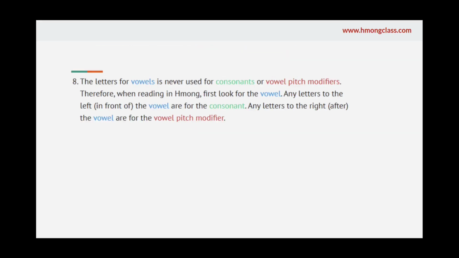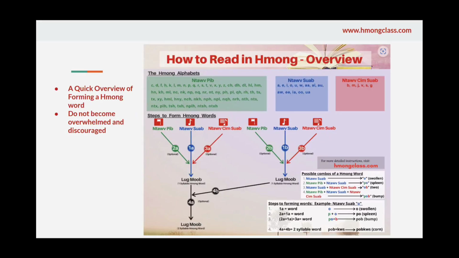Rule number 8, the letters for vowels are never used for consonants or vowel pitch modifiers. Remember that in a Hmong word, the vowel is the most important part of the word. It's the central part, and then you have a consonant added to the left side, or you can have a vowel pitch modifier added to the right side of the vowel. So just know that the letters that we use to designate vowels are never used in the consonants or the vowel pitch modifiers. So let's look at this example. These letters here for the vowels do not show up in the vowel pitch modifiers here or the consonants here.